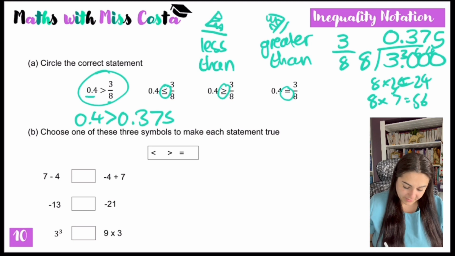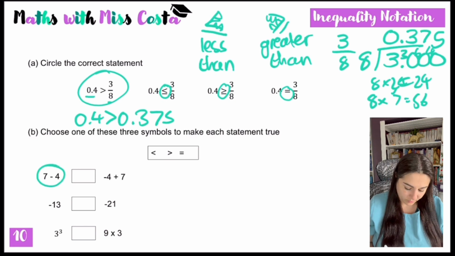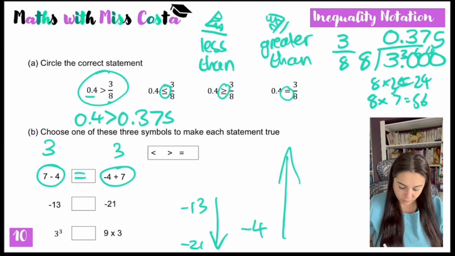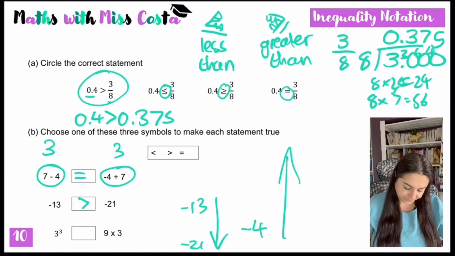Now here we need to choose one of these 3 symbols to make each statement true. So first, when you've got things like this, work it out. So 7 take 4, that's 3. Minus 4 plus 7, so I start at minus 4 and I go up 7. That also gives me 3. So therefore, this must equal that. Minus 13 is here on the number line. Minus 21 would be down there. So minus 13 is greater than negative 21. So the closer you are to 0, the larger the number is.